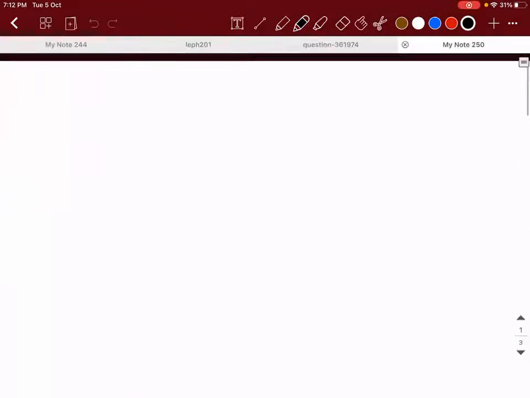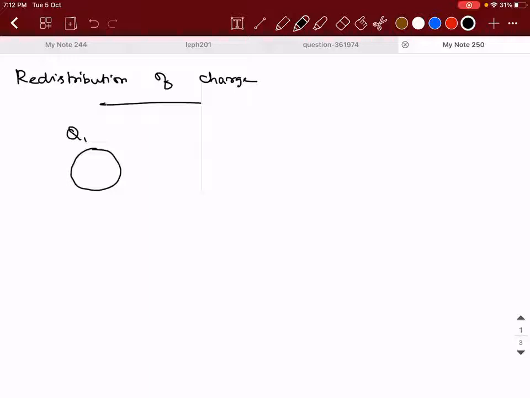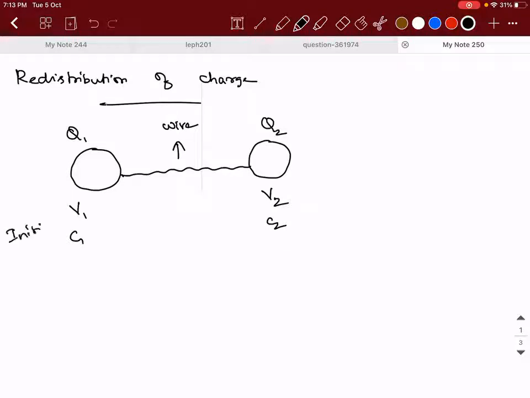See, there is a concept. Please take down notes. There is a concept called redistribution of charge. If there is a material of charge Q1, and another material of charge Q2, and they both are connected with the help of a wire, then let's say the potential here is V1, potential here is V2, capacitance is C1. Let me call the capacitance here C2. All these are under initial conditions. Am I clear? Under initial condition, this is the scenario.